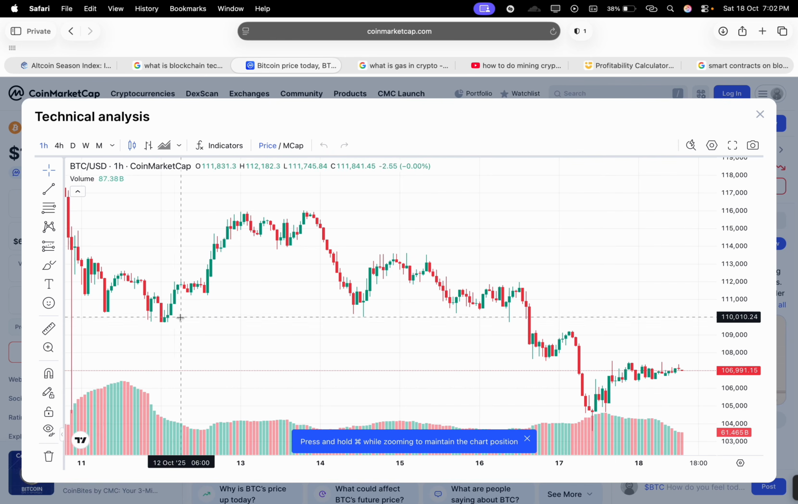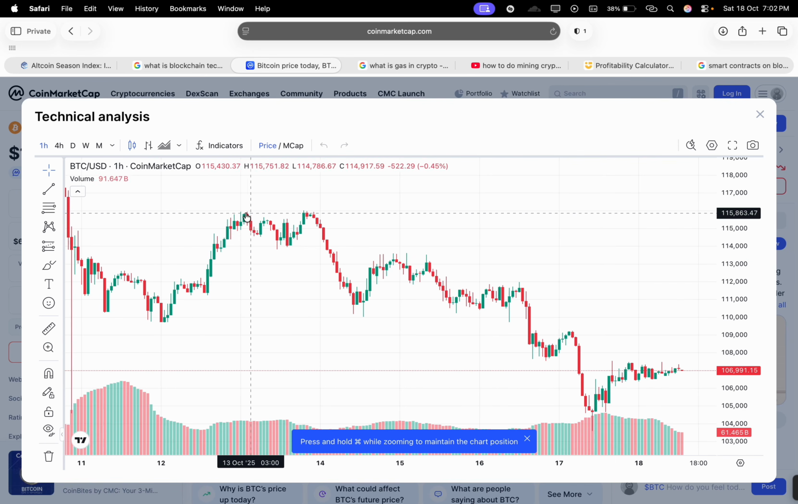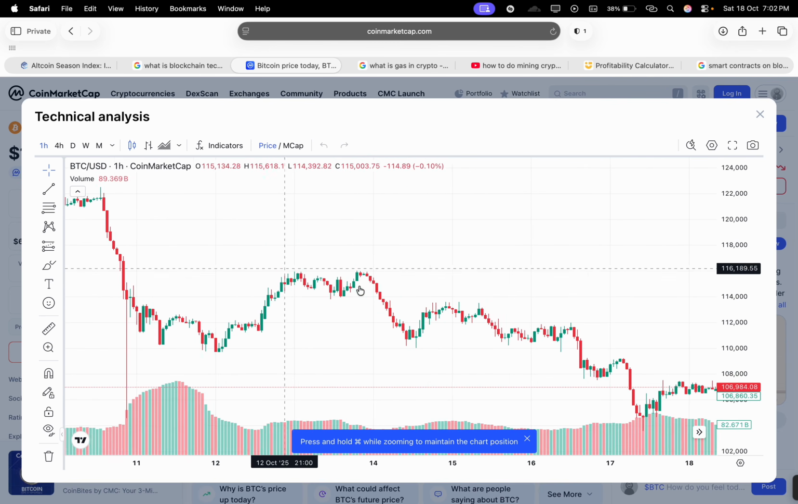And then there is resistance. Resistance is the highest point, the point where the price stops rising higher. The price went here, and it cannot go more than here. So this is the resistance, and when you break resistance, it is called a breakout. For example, till now the breakout has not come.